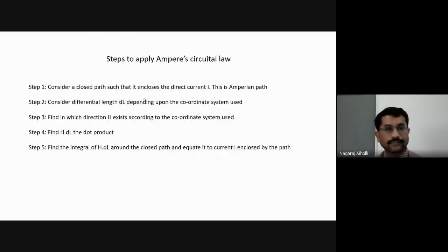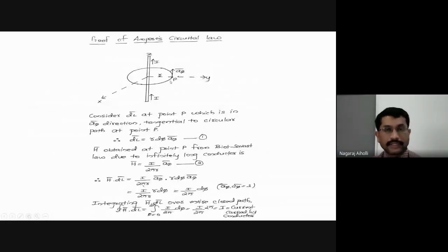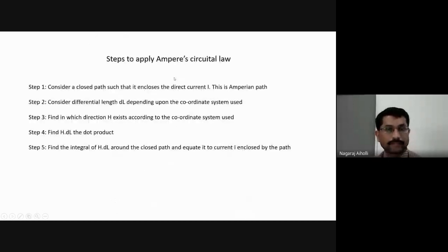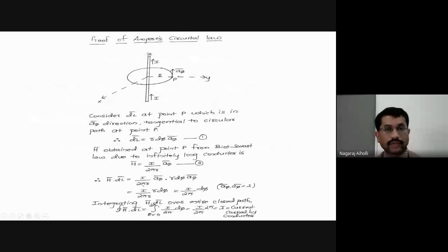Okay. Next step, find in which direction h bar exists according to the coordinate system used. H bar existing in which direction? Here we found out that h bar is tangential to the circular ring because it is a phi bar. It is existing along a phi bar and tangential, and hence its magnitude is h bar, its direction is a phi bar. We have to find the direction of h bar. That is the third step. Fourth step, find the dot product of h and dl as we did here, h bar dot dl bar.